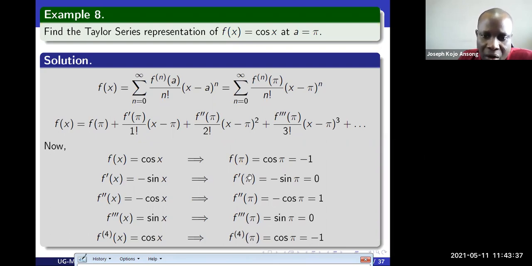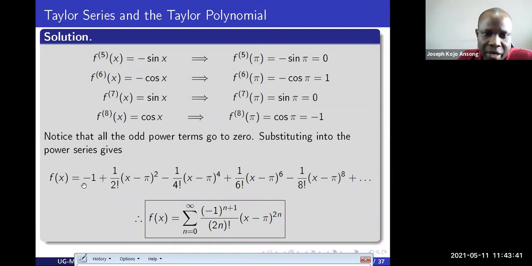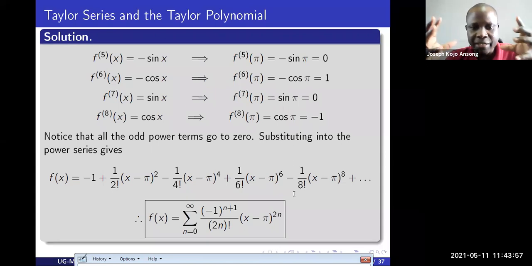So put all of that back in here. And when you do, you're going to have this expression. The first one is a -1 plus 1 over 2 factorial times x minus pi squared, and so on. The odd ones go to 0 and we just have these even ones. So you see, because we have these long ones, it helps us to be able to see a pattern and to write it in a more compact form.